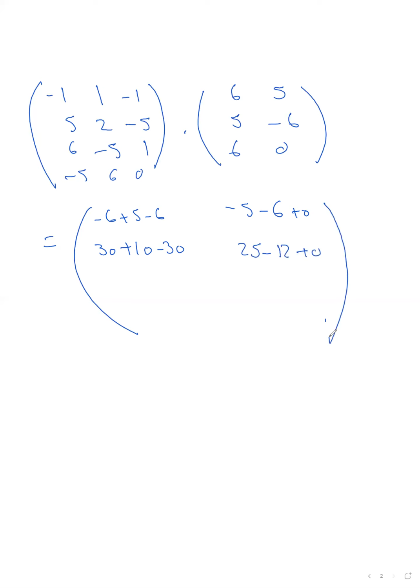Okay third بقى third row with the first column 6 times 6 is 36، negative 5 times 5 is negative 25 plus 6. وبعدين 6 times 5 is 30 plus 30 plus 0. وبعدين the last row times the first column يبقى negative 30 plus 30 plus 0. وبعدين last row times last column يبقى negative 25 minus 36 plus 0.